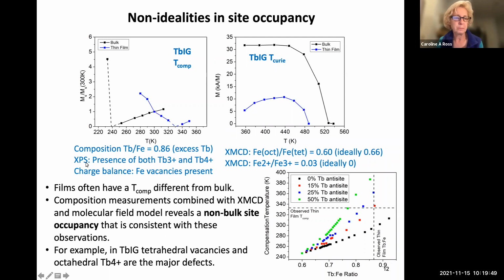And we found by X-ray photoemission spectroscopy that we had both 3+ and 4+ terbium. So the 4+ doesn't belong there. These are all supposed to be trivalent. So if we go through and finish this analysis, we can actually work out that the off stoichiometry of this material and the presence of the wrong kind of valence states is actually responsible for the behavior that we see. So the non-bulk site occupancy is what's causing the material to behave differently from the bulk. So rather than seeing this as a disadvantage, we see it as another way of engineering the behavior of the material to get exactly what we want, whether that's Curie temperature, compensation temperature, or net magnetization.